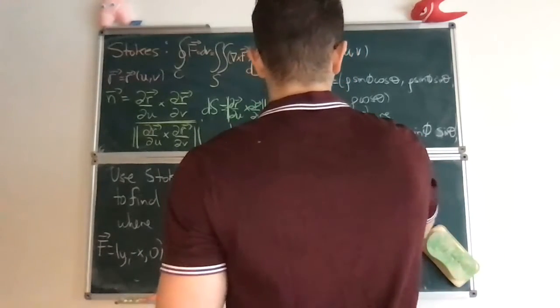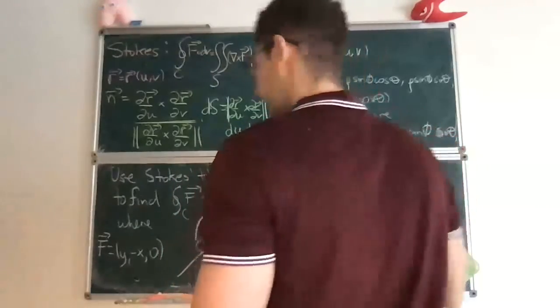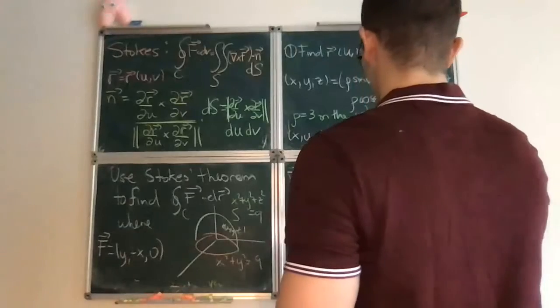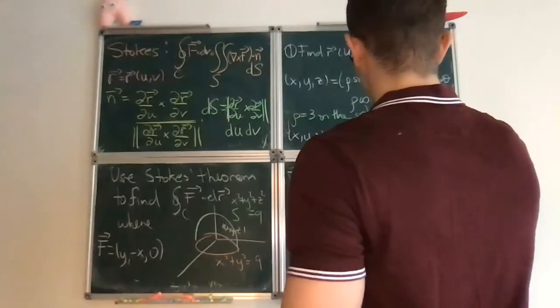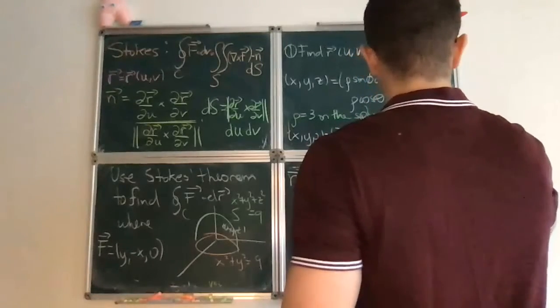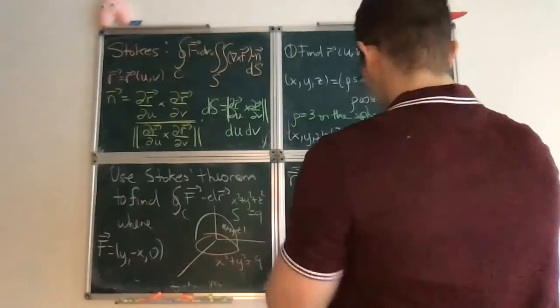So what I'm saying is that there's this parameterization for the sphere, which is 3 sine of phi cosine of theta, 3 sine of phi sine of theta, 3 cosine of phi.